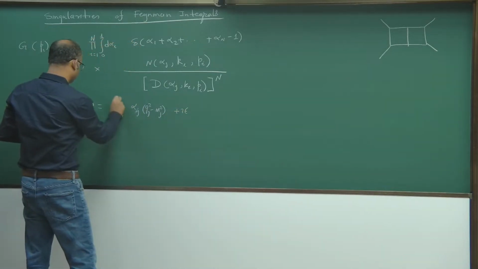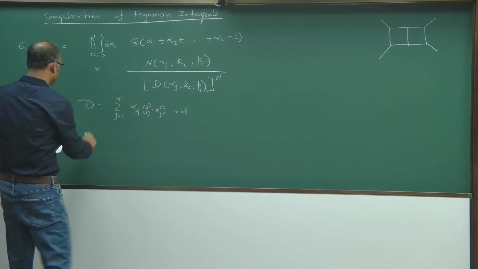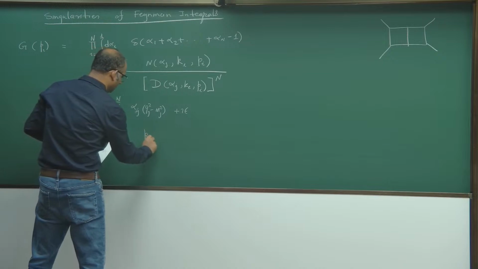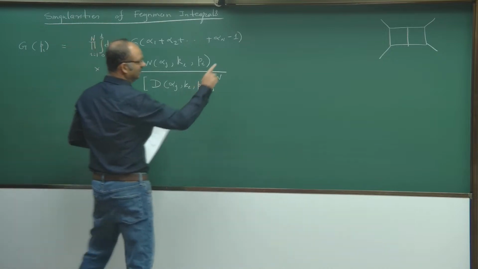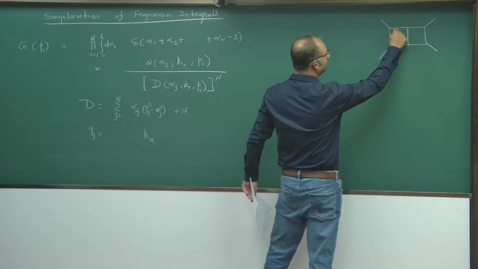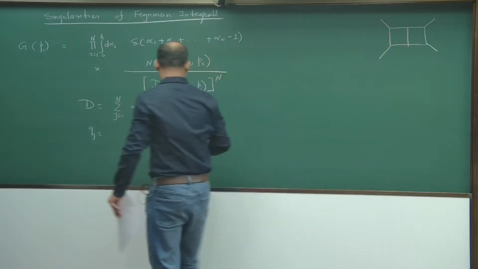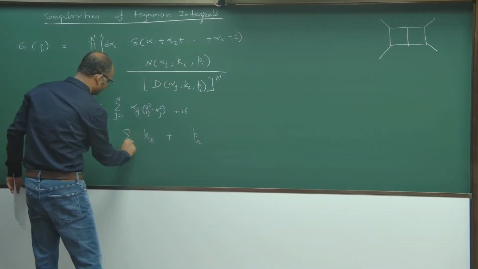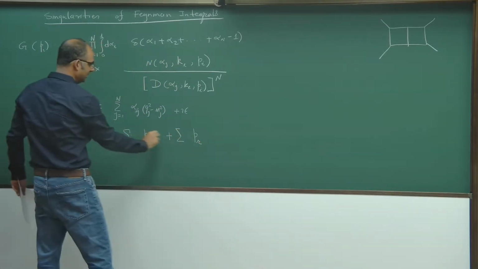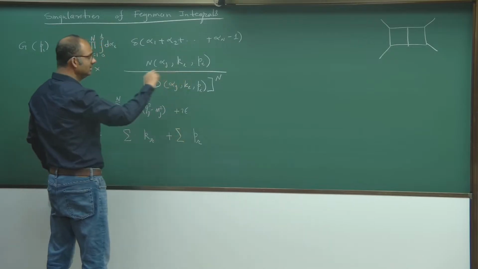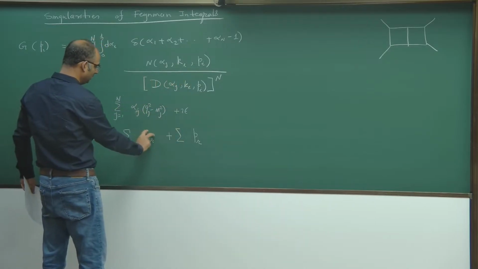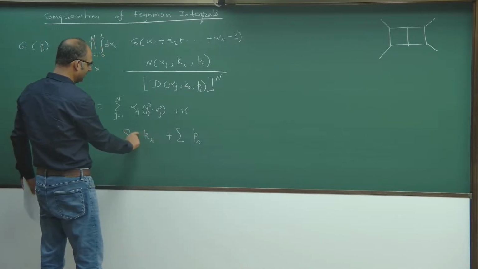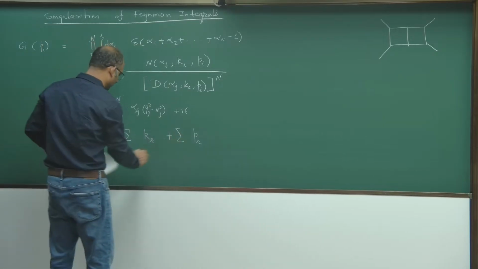And j runs from 1 to n, and q_j is just a linear sum of k's. So in each line there will be loop momentum flowing and external momentum flowing, so it will be a linear sum of those. You have to sum them up. But the coefficients here could be 1 or 0 or minus 1 depending on whether that momentum flows or not. So it will be non-zero if it flows, and whether q is in the same direction as k will determine whether you have plus or minus, and the same thing here.